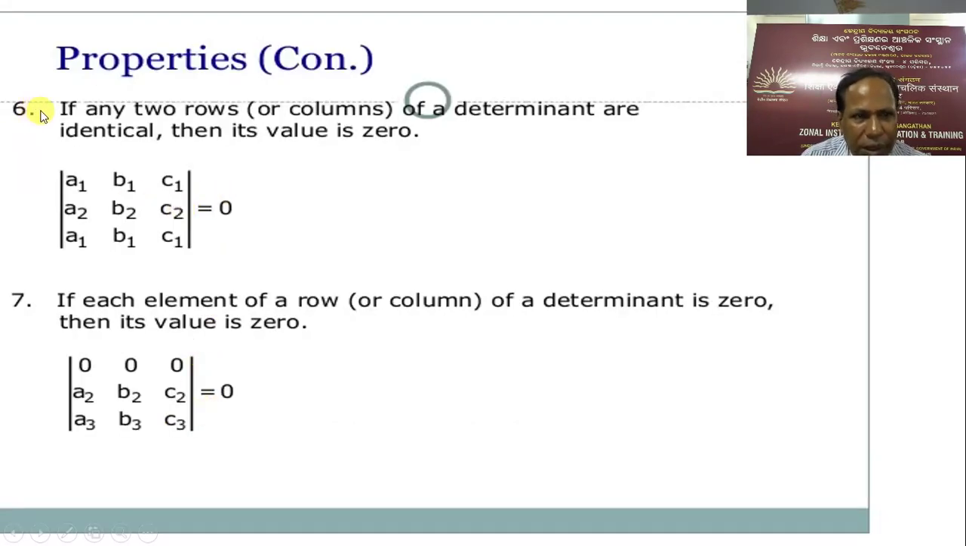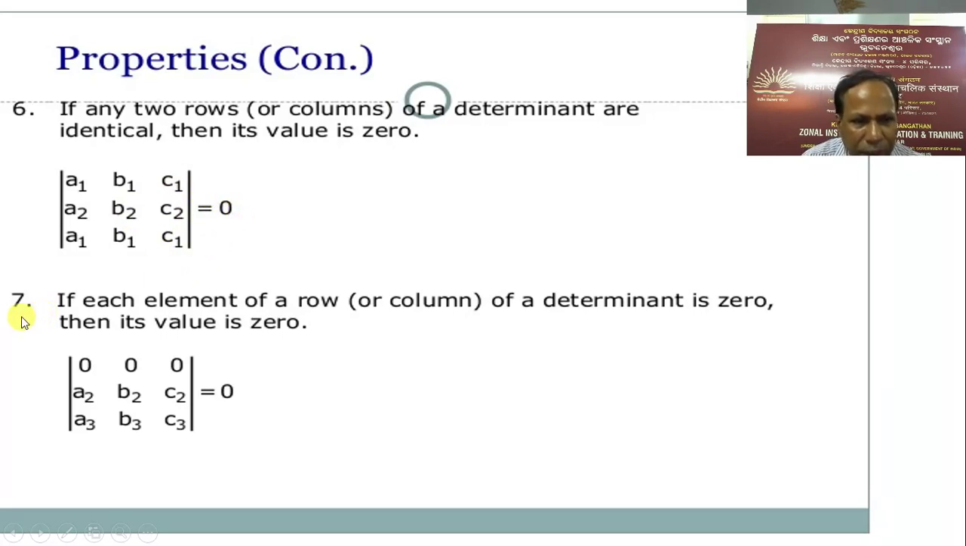Property 6 is if any two rows or columns of a determinant are identical or equal, then its value is 0. Here we find that the first row comprises the elements A1, B1, C1 and the third row again has the same elements A1, B1, C1. That means these two rows are equal. Then the determinant will vanish.